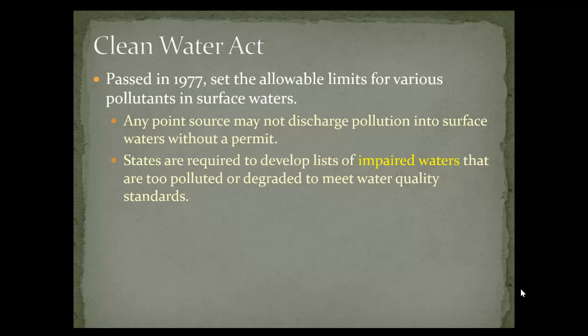And states are required to have a list of what they call impaired waters. Those are areas that are too polluted or degraded to meet water quality standards. And sometimes you'll hear about that. They run the tests and you will hear about them in the news. Like they'll close beaches, they're too polluted to swim.